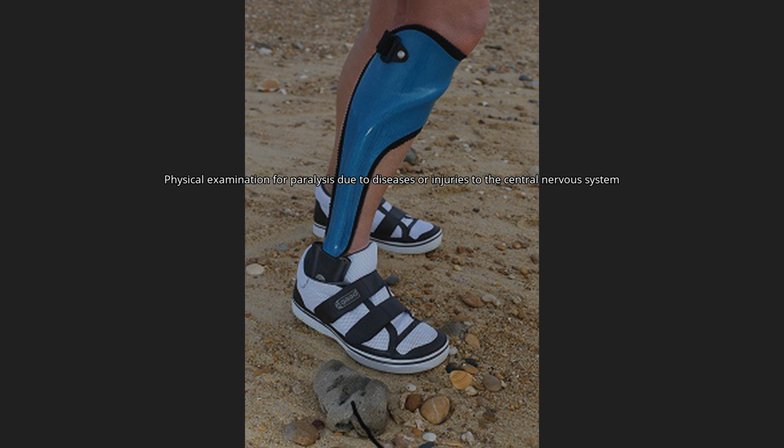When determining the necessary functions of an orthosis, it makes sense to consider the group of paralyses caused by diseases or injuries to the central nervous system separately from the group of paralyses due to diseases or injuries to the spinal or peripheral nervous system.